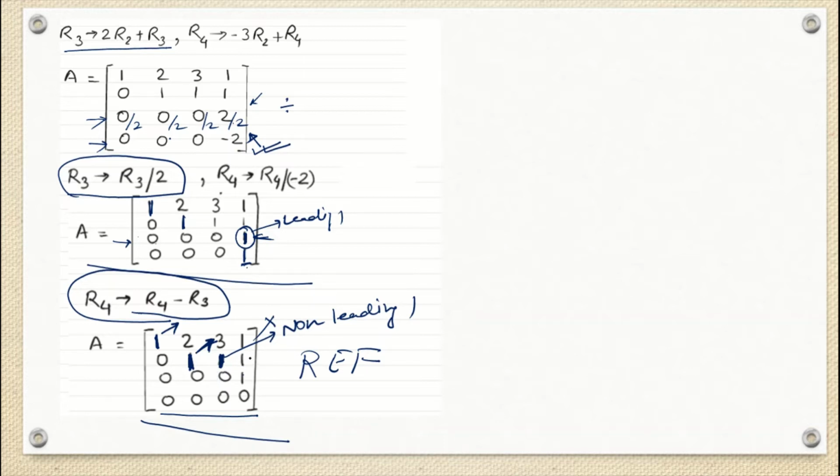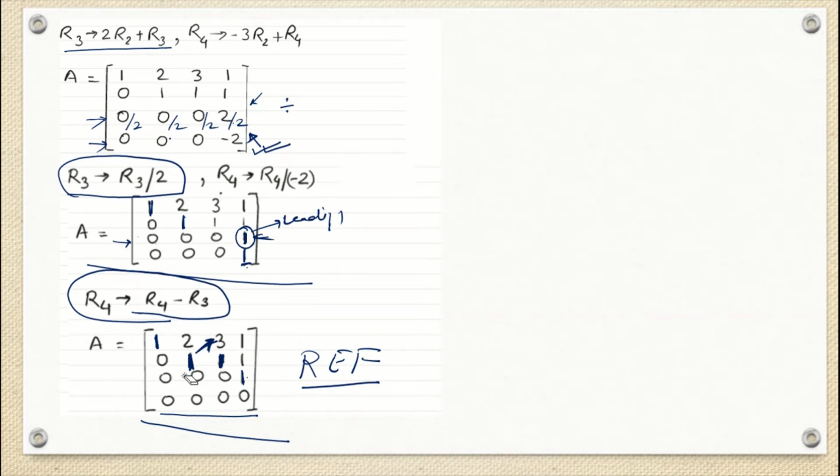Similarly, this is not my leading one. And in this row, I can see that this is the leading one. So below this leading one, I should have 0, and 0 is present. And all leading ones are to the right of previous leading ones. So all those criteria, which we have covered in our lecture number 7, are satisfied. I can say that this is my REF form.